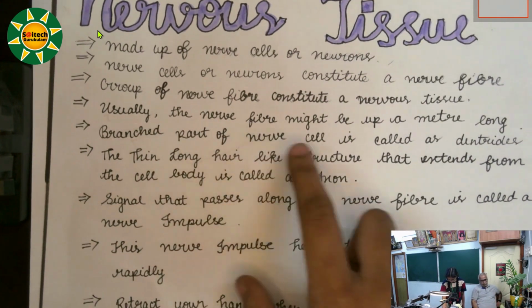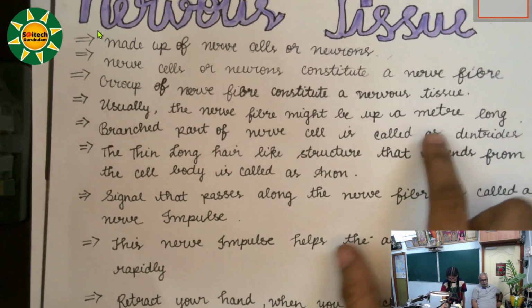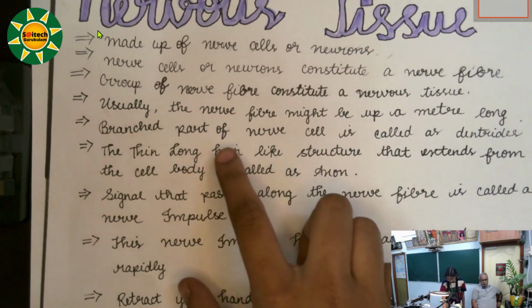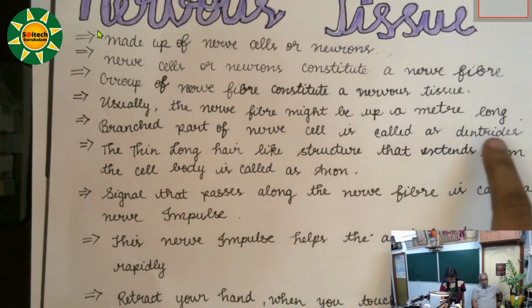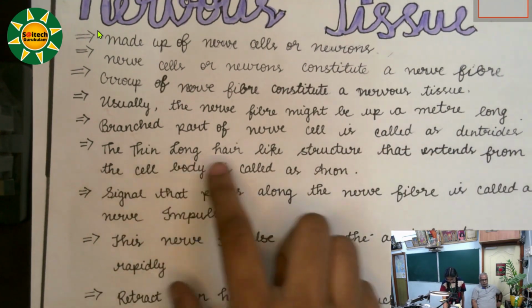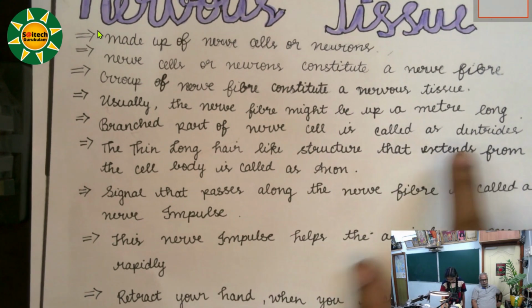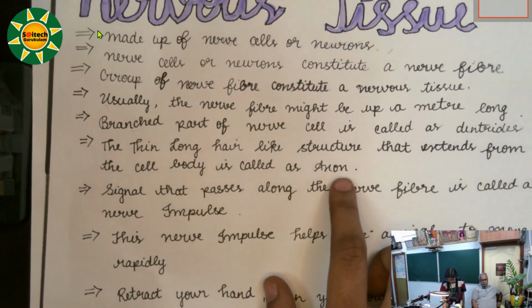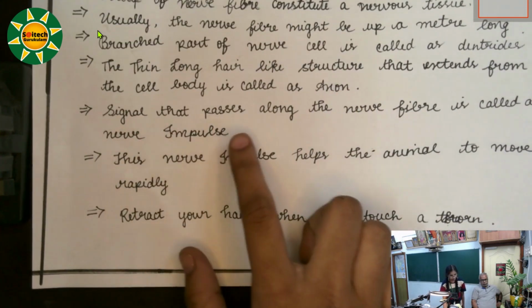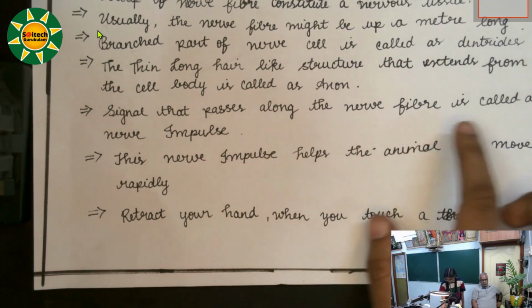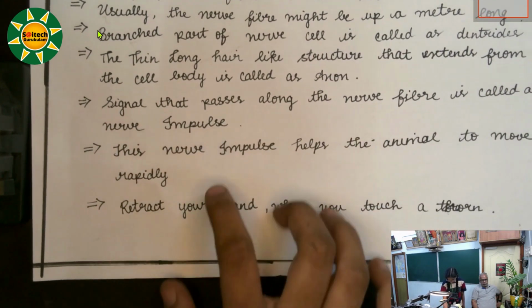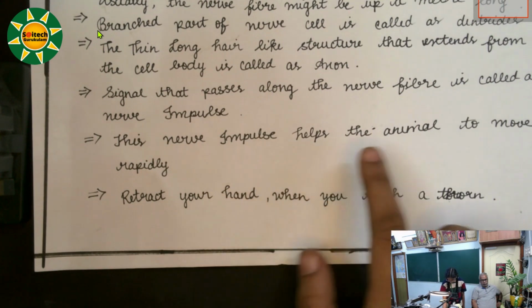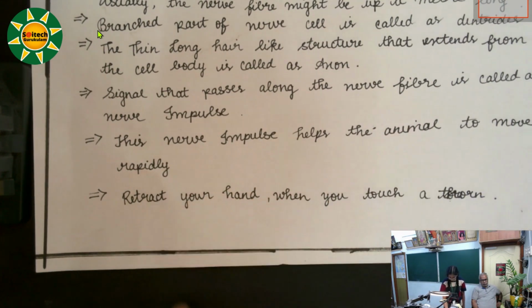Usually the nerve fiber might be up to a meter long. The branched part of the nerve cell is called the dendrites. The thin, long, hair-like structure that extends from the cell body is called the axon. The signal that passes along the nerve fiber is called a nerve impulse. This nerve impulse helps the animal to move rapidly.